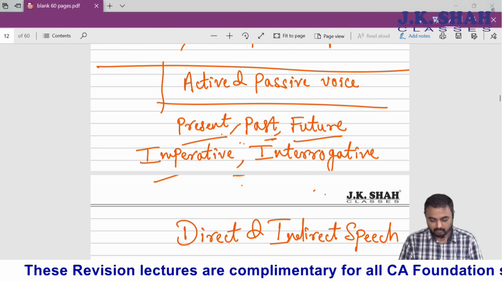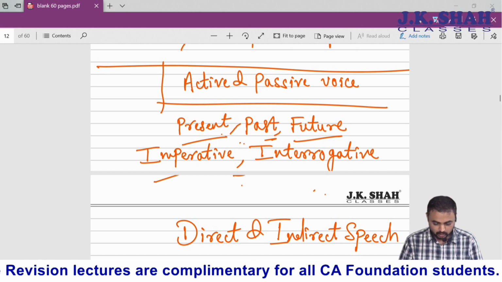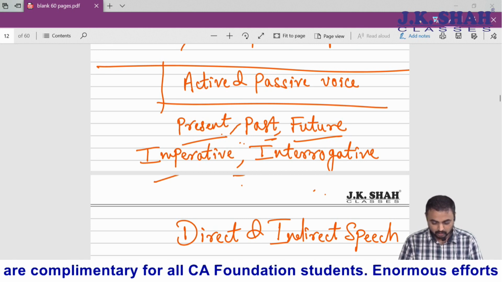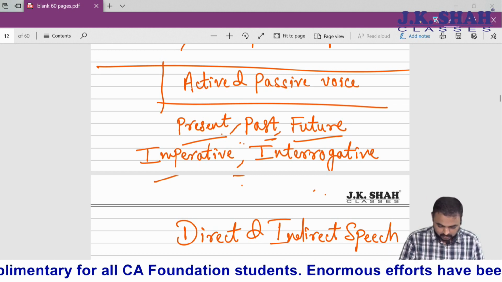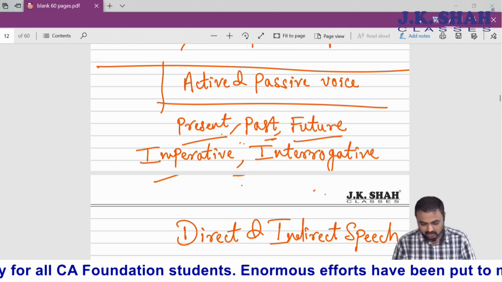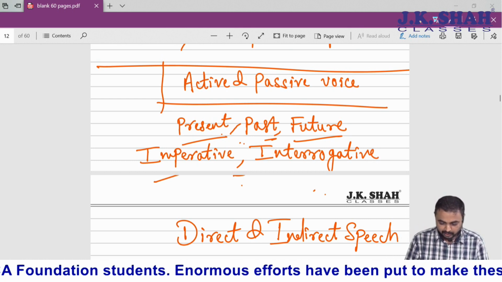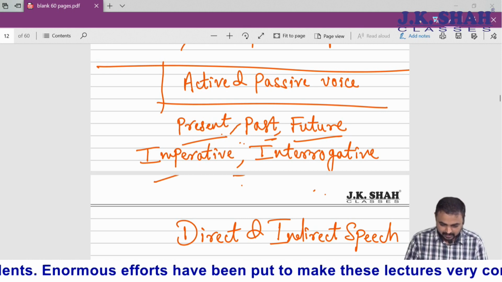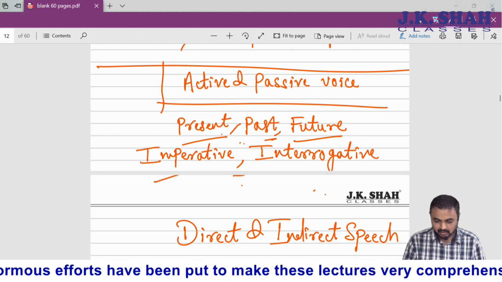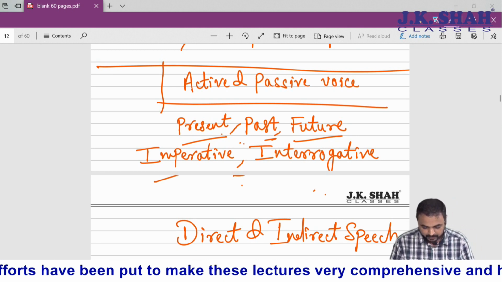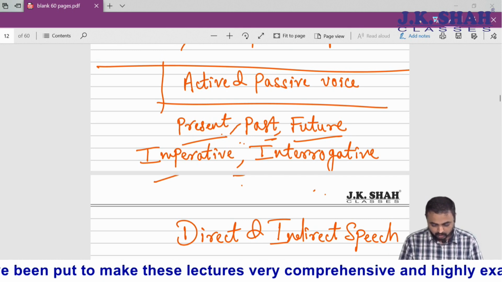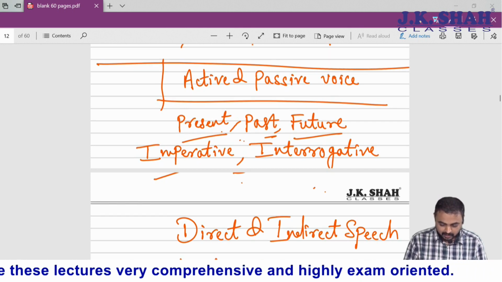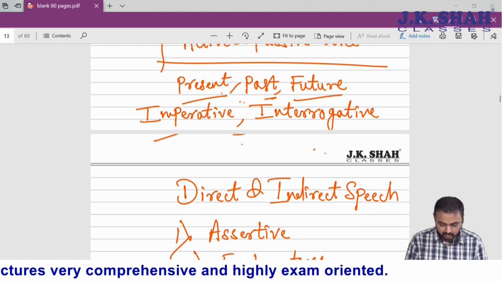Only the answer format is: you are advised to, you are ordered to, you are requested to. Also, if the question is in interrogative form, the answer will also come in interrogative form. So active and passive voice is nothing but changing the voice from active to passive or passive to active. The question can come in present tense, past tense, future tense, imperative format, which relates to order, request and advice, or interrogative, where the sentence is in the form of a question.